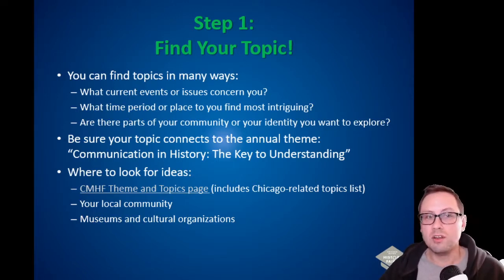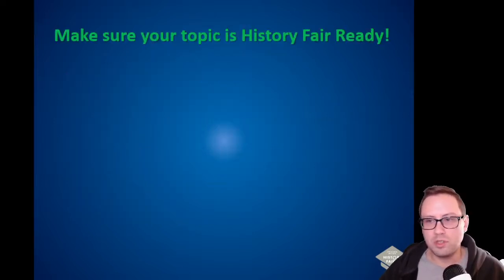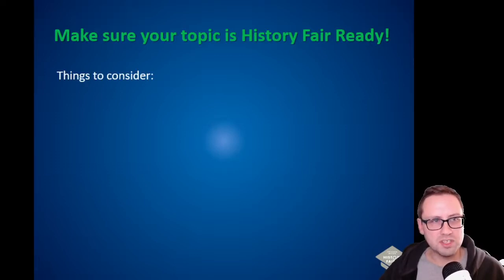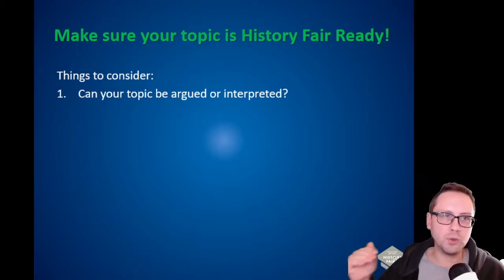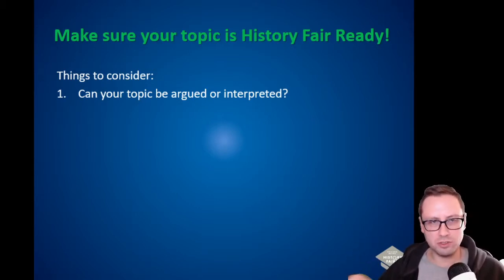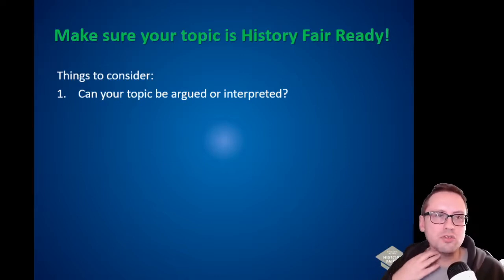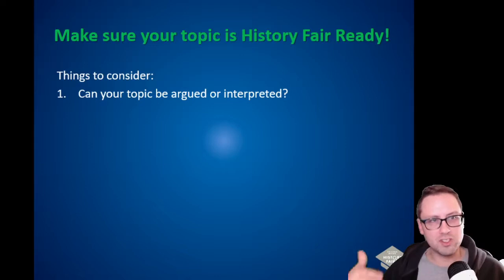So as you can see, there are a lot of options for finding a good history fair topic, but not every idea, even the ideas worth studying, makes for a good history fair topic. So it's really important that you pick a topic that's history fair ready. To do that, what should you consider? First of all, your topic needs to be something that can be argued or interpreted. History fair is not just reporting the facts of something that happened in history. It's showing why your interpretation of the event, your interpretation of how and why it happened, why it's important still. You need to show somebody why your interpretation is the correct one.